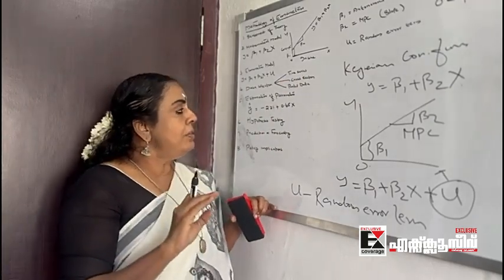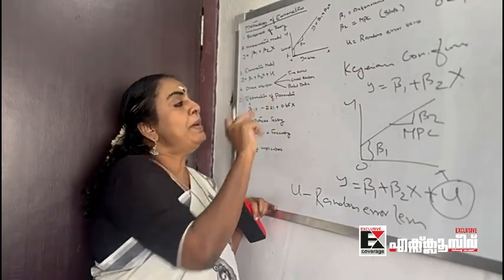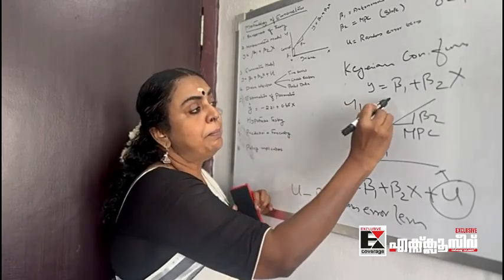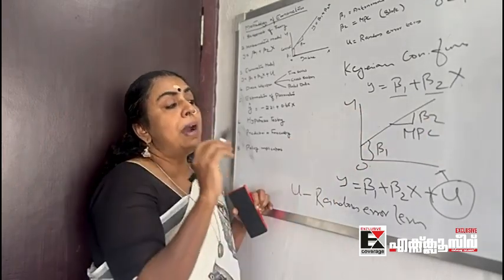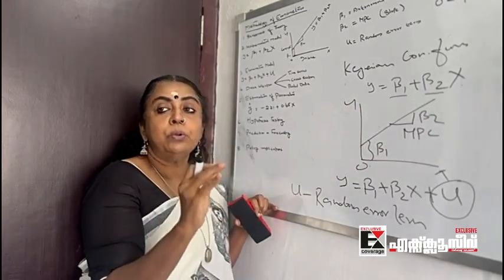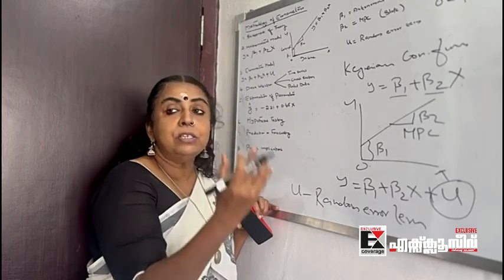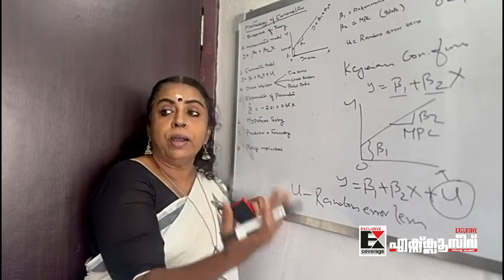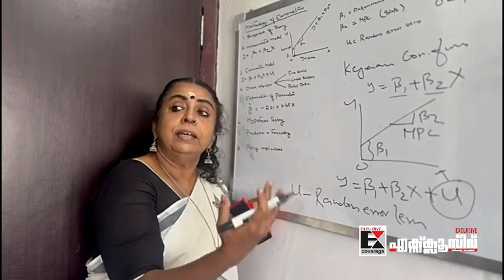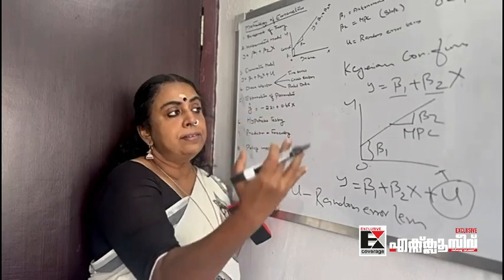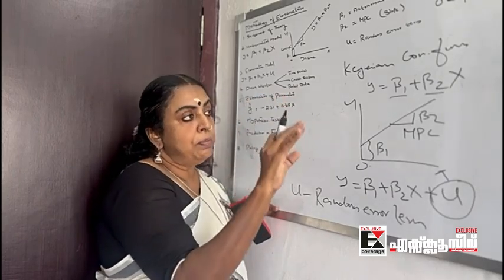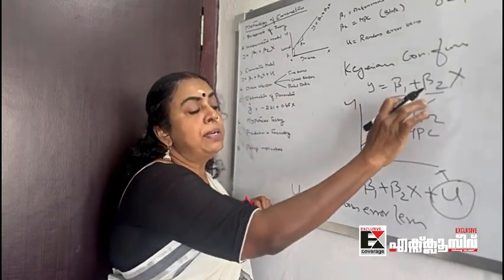And based on this data collection, you can estimate the parameters. Now, the parameters are beta 1 and beta 2. The values of parameters beta 1 and beta 2 can be estimated based on regression methods. It can be the OLS method, maximum likelihood method, etc., which can be discussed later. So, based on these methods, you can find out the values of beta 1 and beta 2.